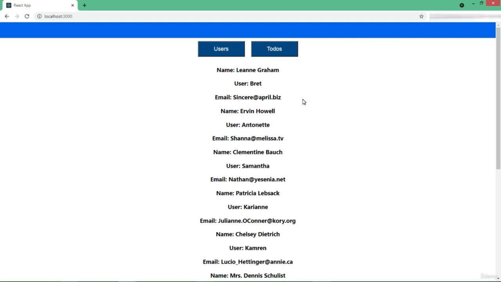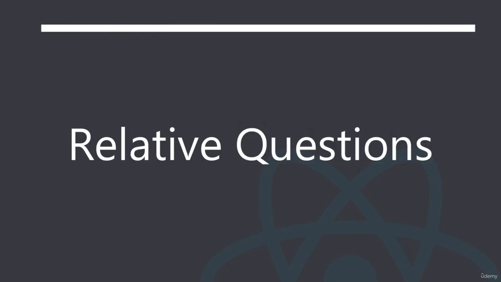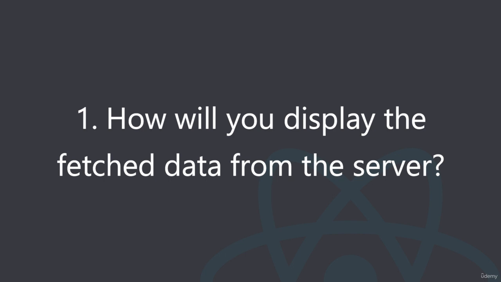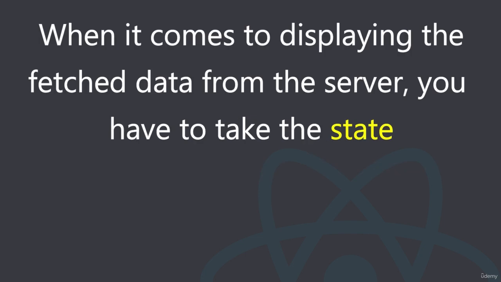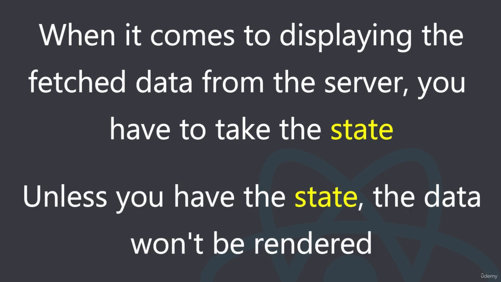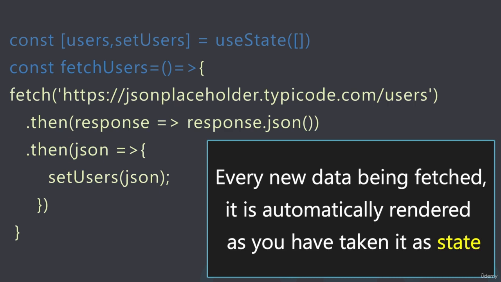The relevant question, or a kind of exercise, is that you have to fetch the data. So how will you display the fetched data from the server? When it comes to displaying, the only thing you have to take care of is that you take the state, because unless you have the state, the data won't be rendered. So on every new data being fetched, it is automatically rendered because you have taken it as state. There is more to this exercise. There is more to this question that I will keep on adding as we proceed further with new lectures in the same section.